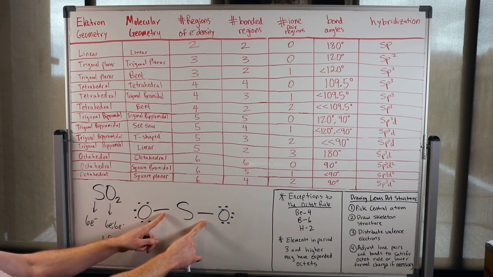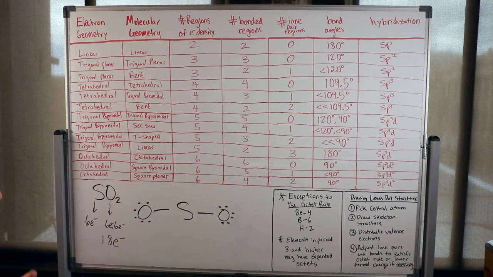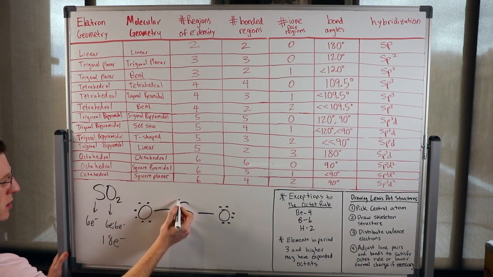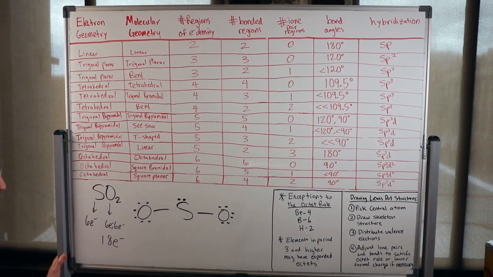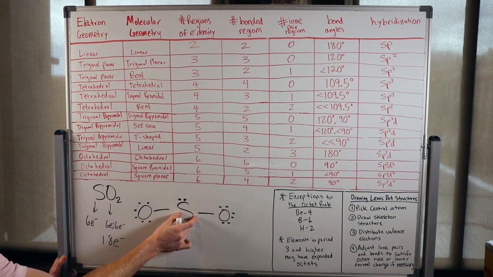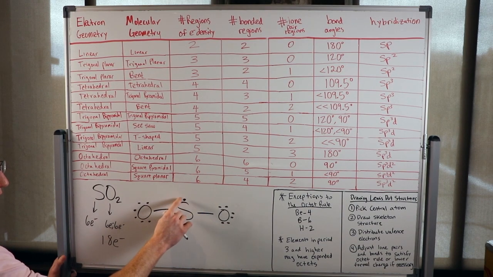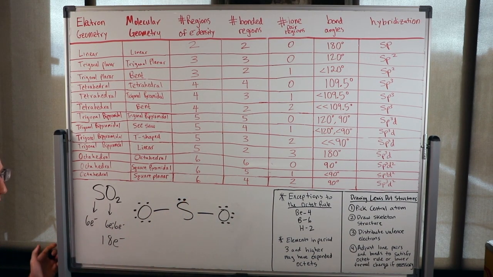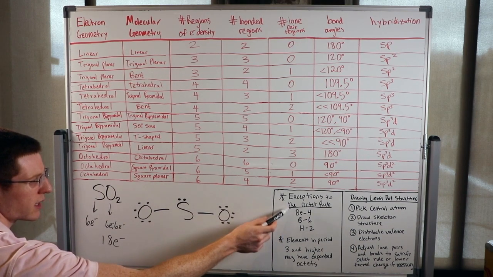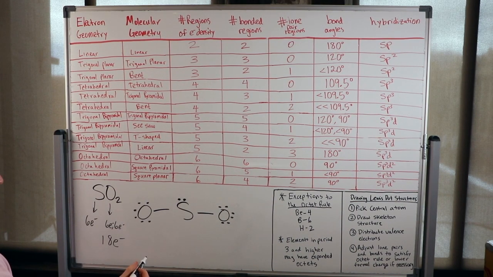So I have 2 more electrons to use, right? Well, the only place I can put them is on the central atom. So I'll go ahead and put them here. And now I've used all 18 of my electrons. So we know the oxygens have satisfied octets, but what about the sulfur? Well, it's got 1, 2, 3, 4, 5, 6 electrons. And it's not an exception, it wants 8. We don't find it under the exception rules. So how can we give sulfur more electrons?